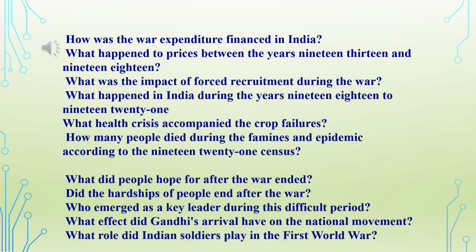What happened in India during the years 1918 to 1921? What health crisis accompanied the crop failures? How many people died during the famines and epidemic according to the 1921 census? What did people hope for after the war ended? Did the hardships of people end after the war?